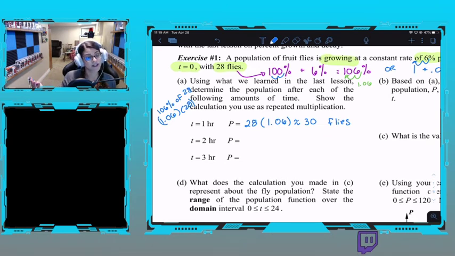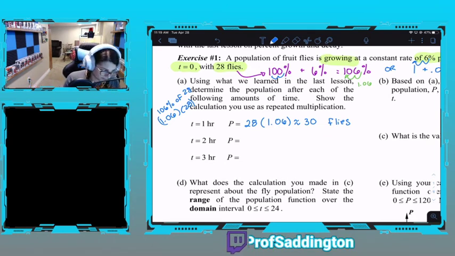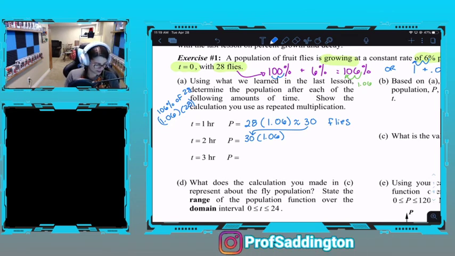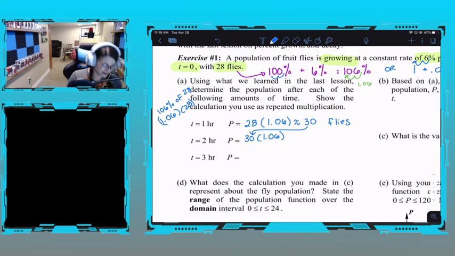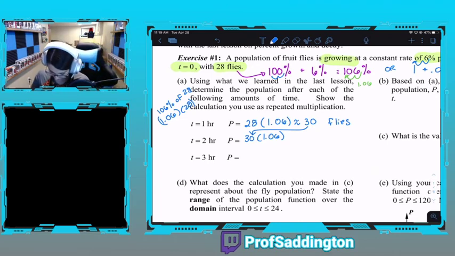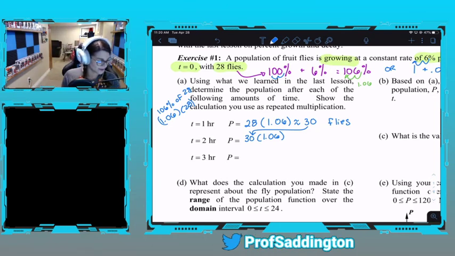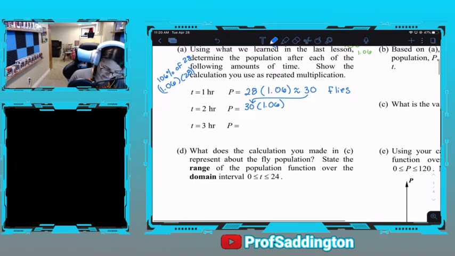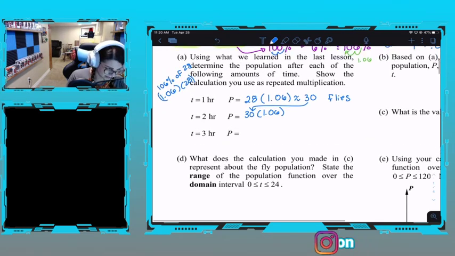If I wanted to do 2 hours, I would just repeat this. It's still 6% growth. So I would do 30 times 1.06. Oops, I need my calculator. I forgot to compute this one. Not 31, silly me. We would get about 31.8, which is about 32.